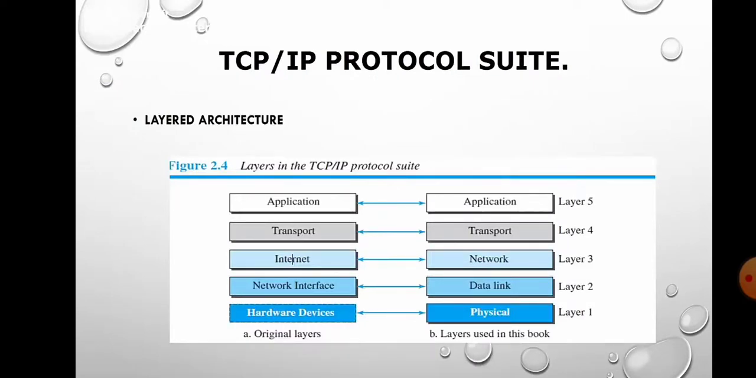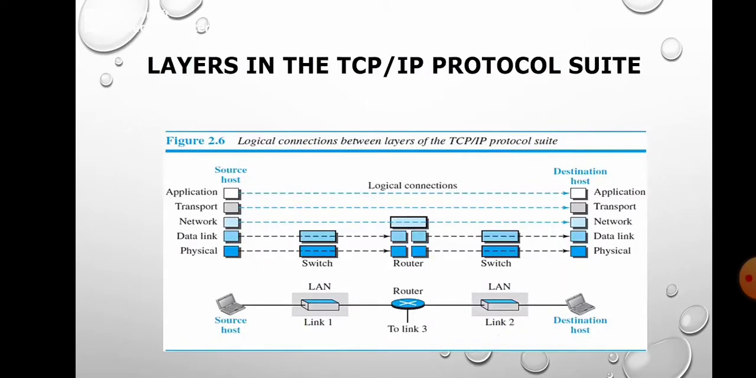TCP/IP protocol suite. In the case of the TCP/IP protocol suite, we can observe that we have 5 different layers, and these layers are built upon the hardware. Those layers are the application layer, transport layer, network layer, data link layer, and the physical layer. The diagram shows the layers in the TCP/IP protocol suite. So here we have a total of 5 layers: application layer, transport layer, network layer, data link layer, and the physical layer.